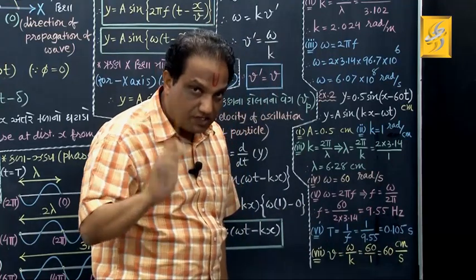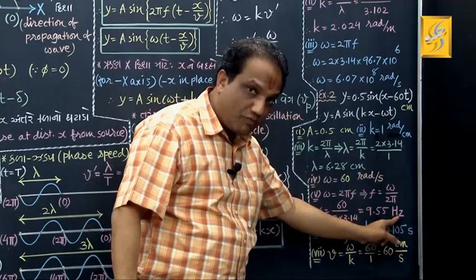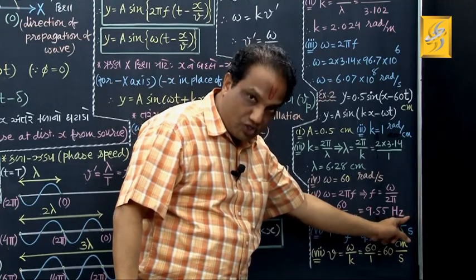The unit of frequency is hertz. The symbol is capital H, small z. Leave proper gap. Write the symbol properly and don't put any full stop.